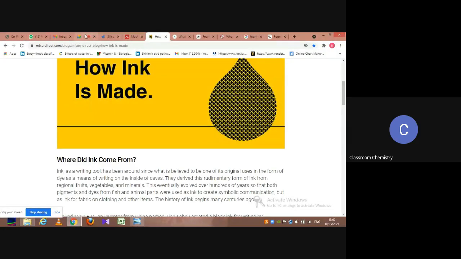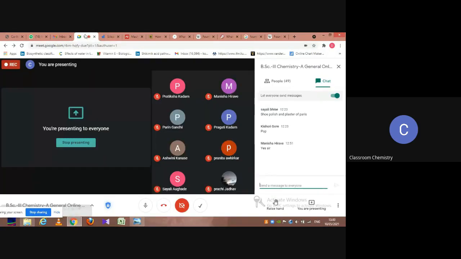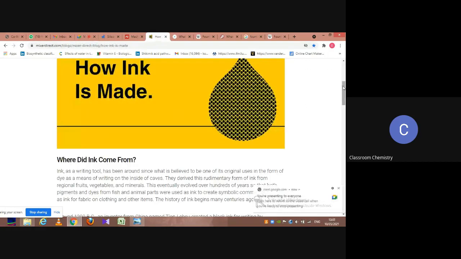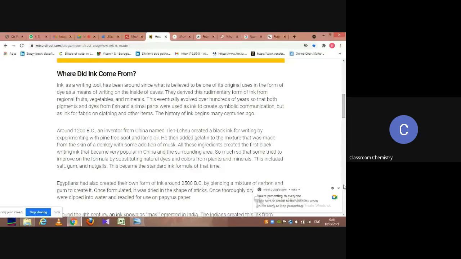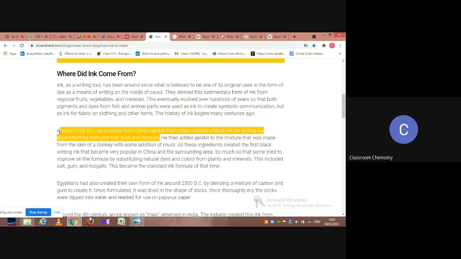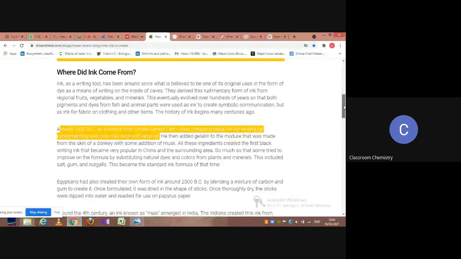ओके, इथं पण तुम्हाला इंक कसं तयार करता येईल ते पण सांगितलेलं आहे. ओके, हे जनरल आहे. ठीक आहे, याच्यामध्ये जास्त काय नाहीये. इंक कुठून आलेलं आहे त्याची हिस्ट्री आहे. So you can see that around 1200 BC an inventor from China named In Chiu created a black ink for writing by experimenting with pine tree fruit and lamp oil. तर तुमच्या लक्षात येईल की चायनीज लोकांनी सुद्धा सुरुवातीला बनवलेलं आहे. Okay, so this is the history.